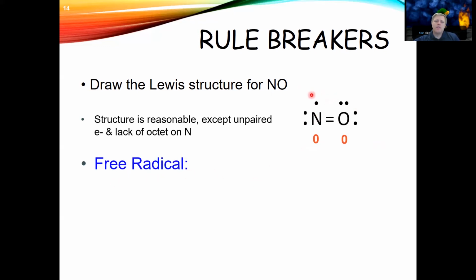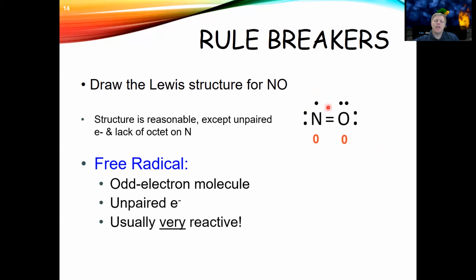A free radical is a molecule that has an odd number of electrons. So that's always going to result in it having one unpaired electron. So a free radical has to have an odd number of electrons to form. And these guys are usually very reactive. That electron wants to pair very badly, and so this will form bonds very quickly.